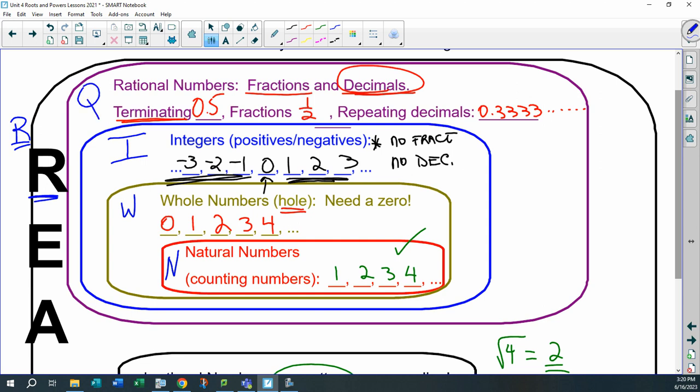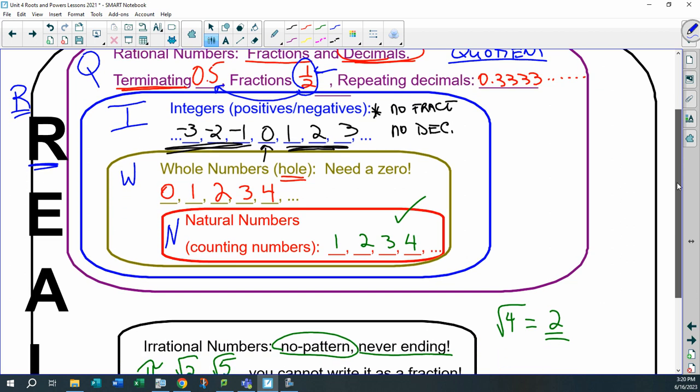Surprisingly, Q. Yes. Q stands for rational numbers because Q actually stands for quotient. Which means if you think about it, look at this. How did you convert this fraction to a decimal? You divide it. That's what a quotient is. So what do they give irrationals?